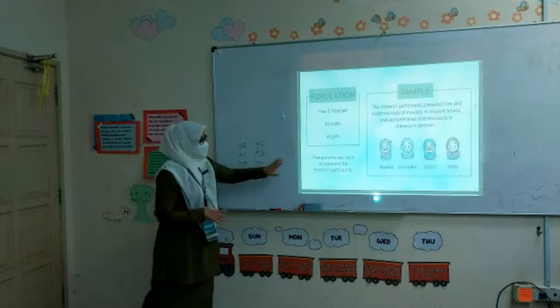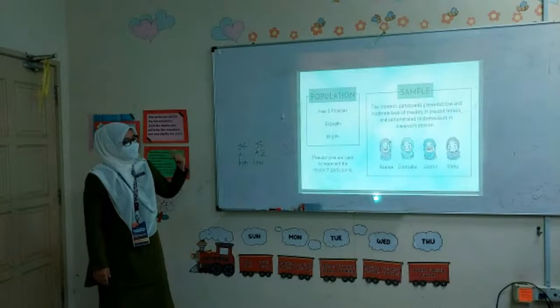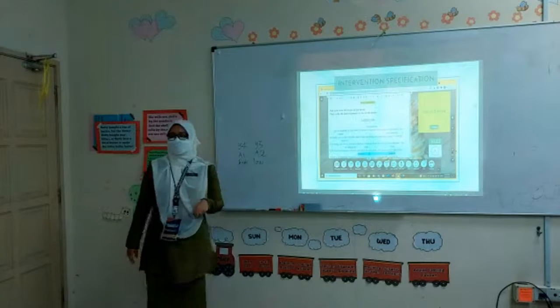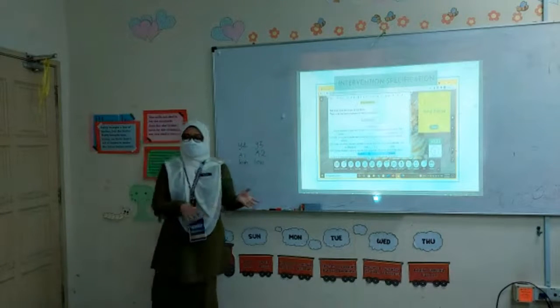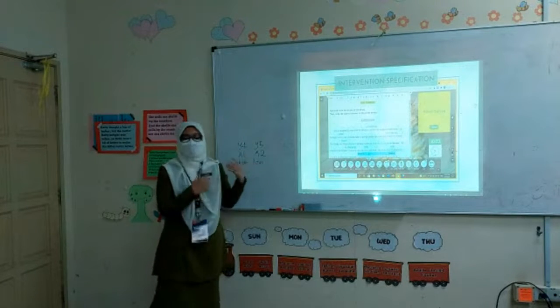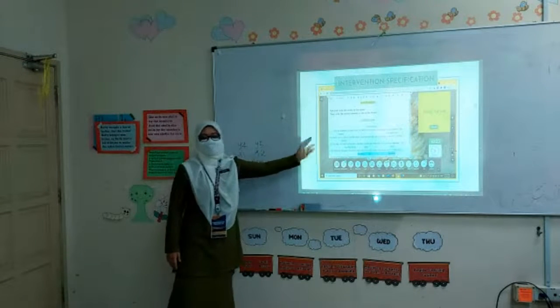Okay, so pseudonyms are used to represent the research participants, and the participants are Adelia, Chumaka, Jasmine, and Melu. Okay, so these are the intervention specifications. It can be used in both online and face-to-face interaction because it's a technique. It doesn't mean that you have to use online tools only.